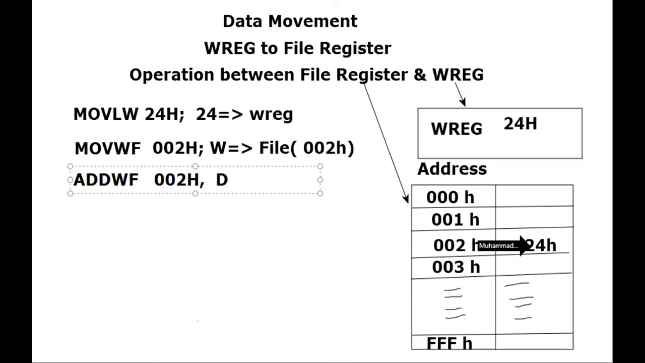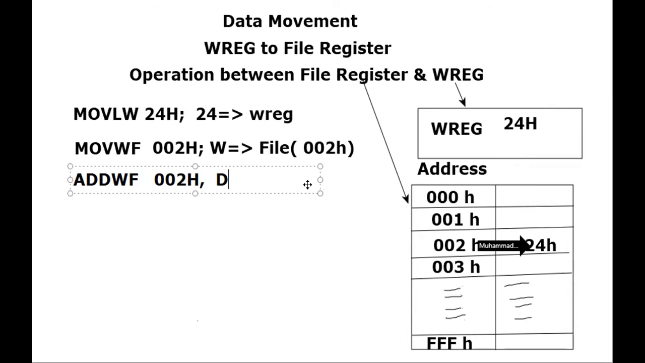That destination bit means it will decide whether your destination is going to be the working register or the file register. For example, if one is going to add the 002 location and the working register value, he will have the option to save the result either in the working register or in the file register itself.